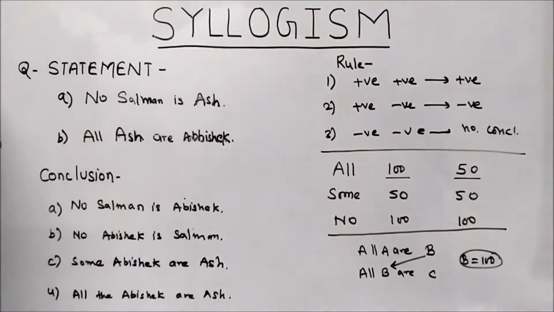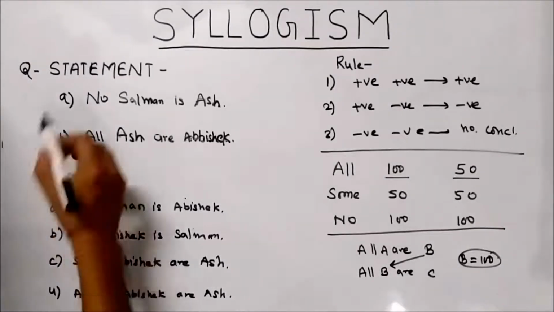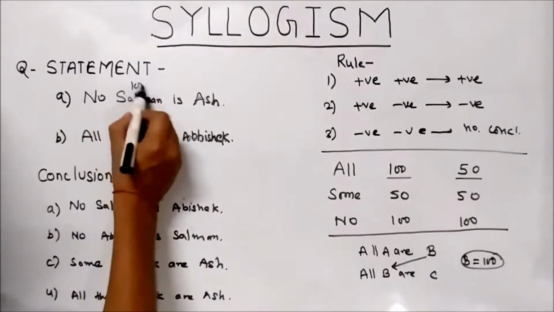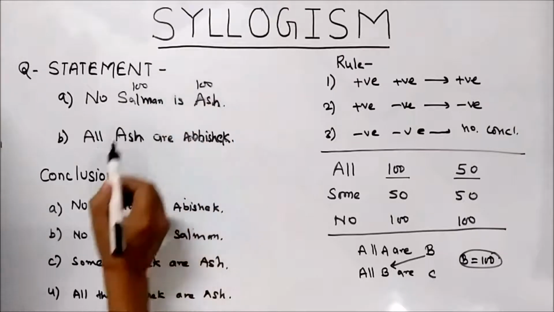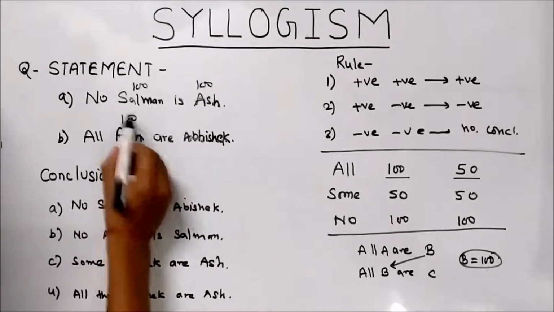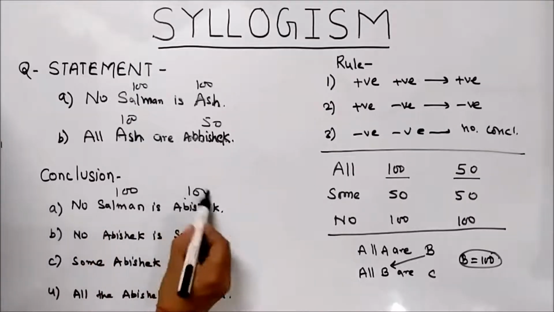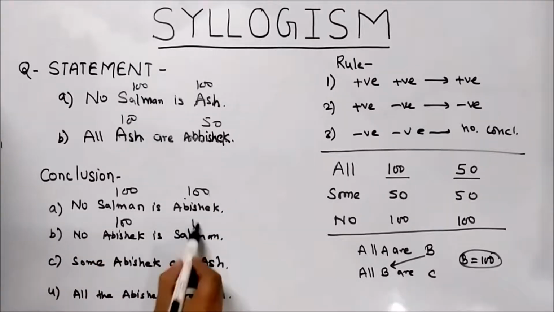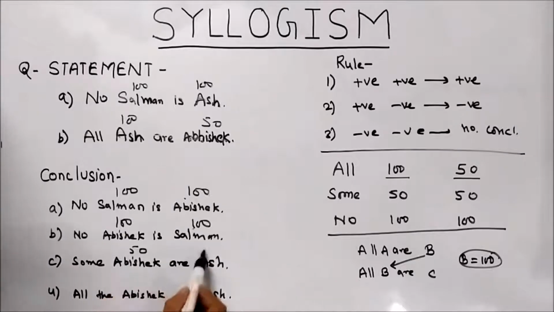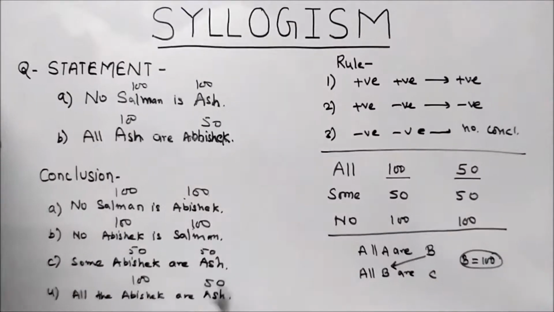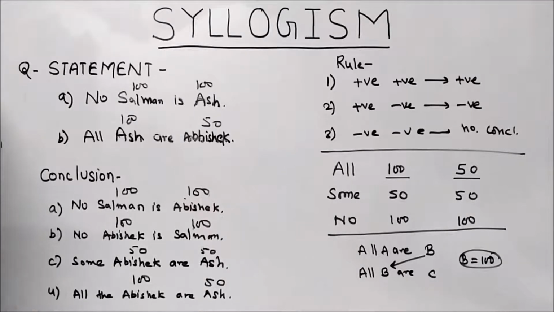Now put the values in the statements and conclusions. For no, 100 and 100. For all, 150. For no, 100 and 100. Again no, 100 and 100. Some is 50 and 50. All is 150. Now we have the first conclusion.